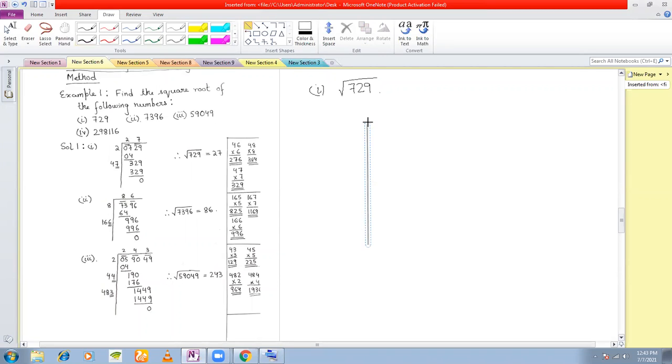Just as you draw in case of division of one number by another, you will draw this kind of a table here. One vertical line, one horizontal line. And you are going to write 729. Right?